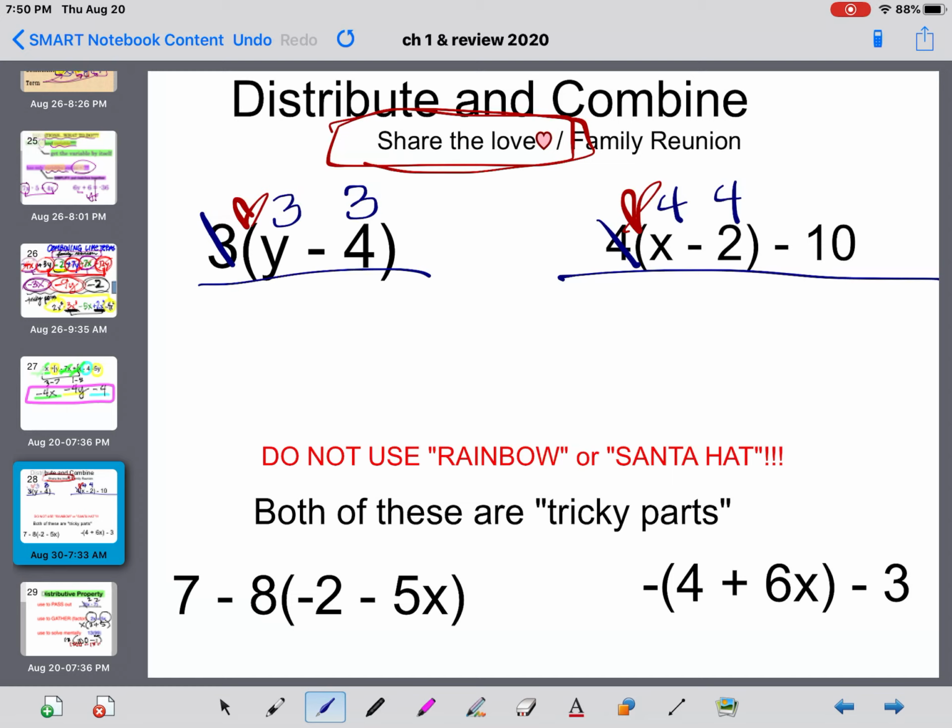So let's see what we have on this one. This one will give us 3y minus 12. We're going to check for anything that can go together. These have the different last names, so we are done.